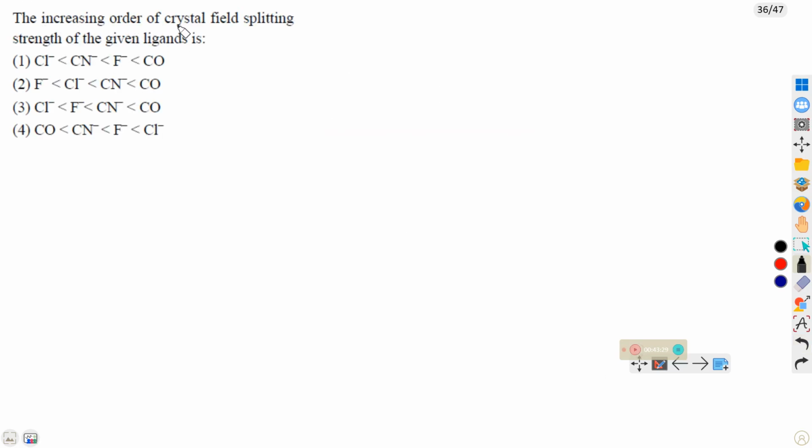The increasing order of crystal field splitting strength of the given ligands. Correct order: Cl minus less than F minus less than CN minus less than CO. Third option correct.